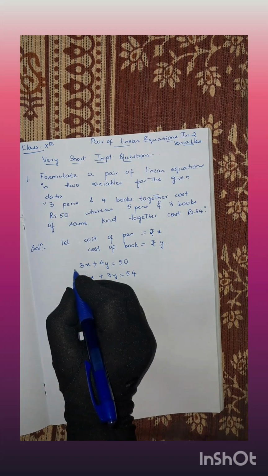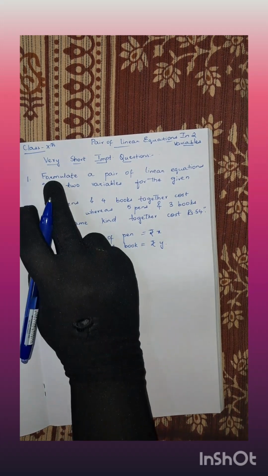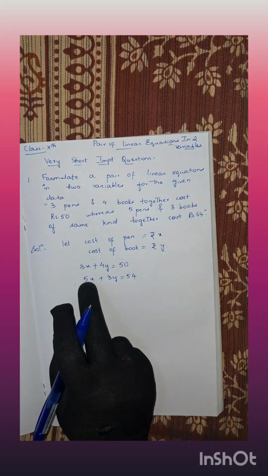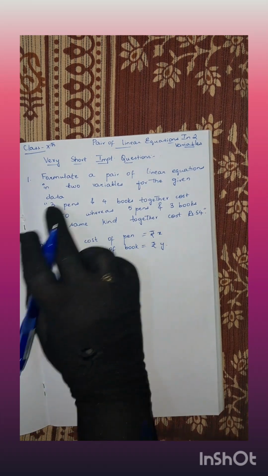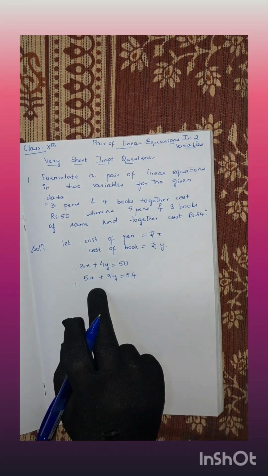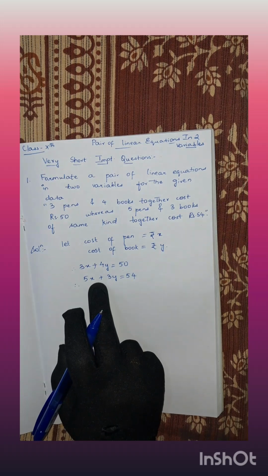54. That's it. Formulate a pair of linear equations means you only have to make the pair of linear equations. As per the question, using the words of the question, you have to write it in equation form. So this is one of the important questions which will definitely come in the exam.